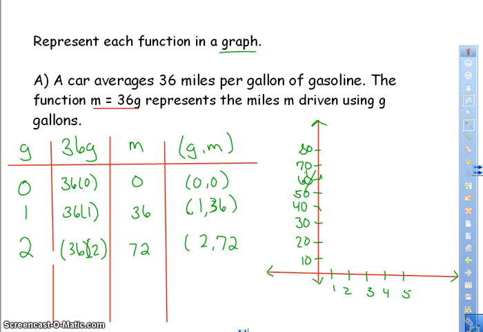Okay, so I'm going to go over 0, up 0. There's my first point. Over 1, up 36, so it's a little bit past halfway, between the 30 and the 40. Over 2, up 72, just a little bit past that 72. And connect your dots. Okay, and there's your line.